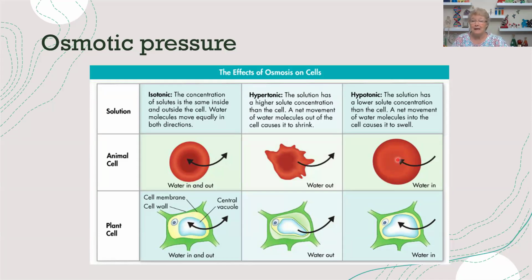Here's a hint too. If you ever get blood on your clothes, let's say you cut yourself and you get some blood on your shirt. If you soak that shirt in salt water, it will cause the water to leave those blood cells. The cell now becomes real small and it can fit through the fibers of your shirt when you wash it. So soaking it in salt water is a way to get blood out of clothing.